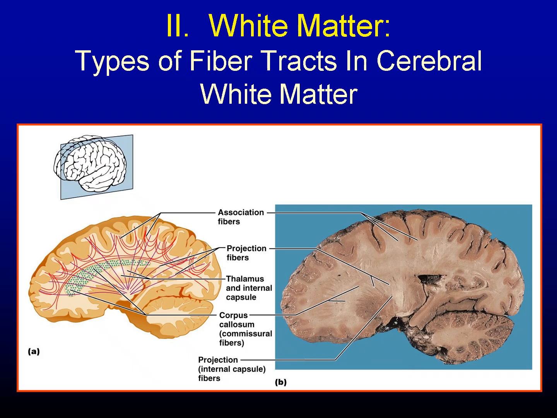Projection fibers consist of ascending and descending tracts that transmit impulses from the cerebral cortex to the spinal cord and from the spinal cord to the cerebral cortex. All projection fibers pass through the diencephalon.